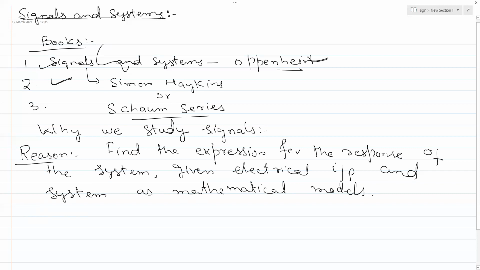That means you have some system, you give an input to the system, meaning you give some kind of excitation to it, then after processing of that input you get the response. You are trying to find the expression for the response of a system, given an electrical input, where the system can be written as a mathematical model. The response means the output expression, which overall you can find. So this is the reason why we study signals.